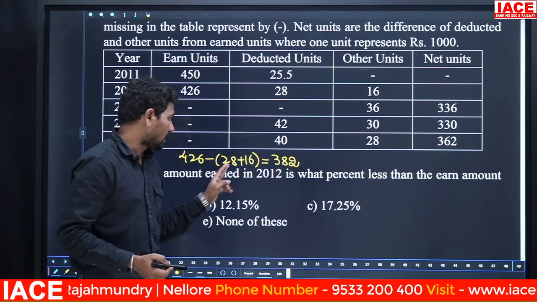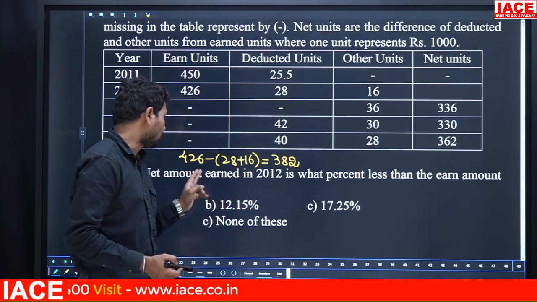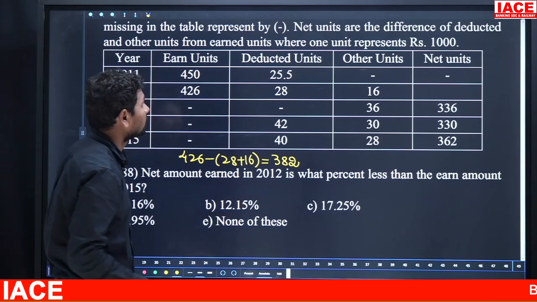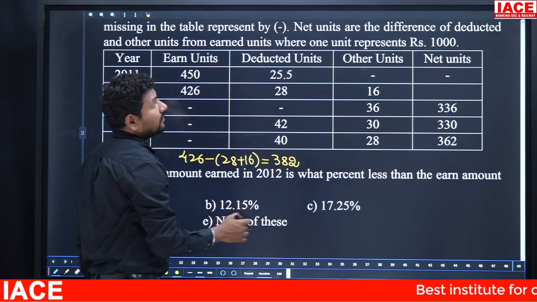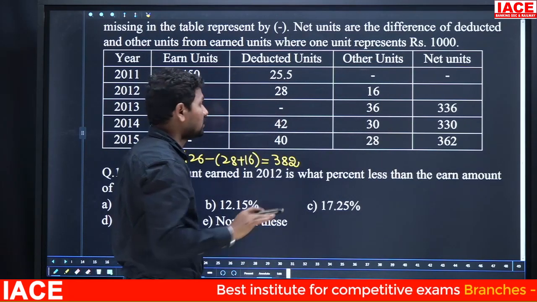28 plus 16 value is 44. Okay, 44 is removing. 6 minus 4 is 2 and 42 minus 4 is 38. Exactly, 382. And this 382 units belongs to net units. Every one unit represents how much rupees? 1000 rupees. Hold on to that.